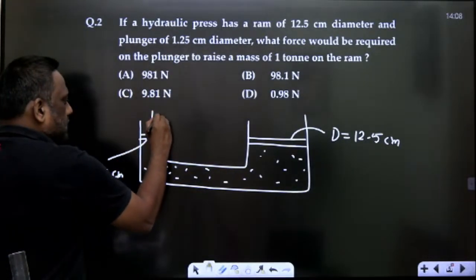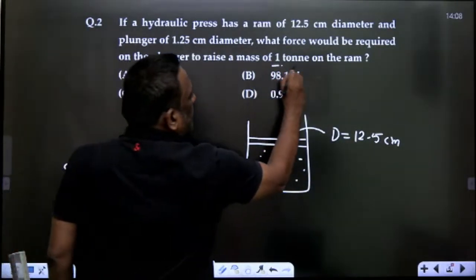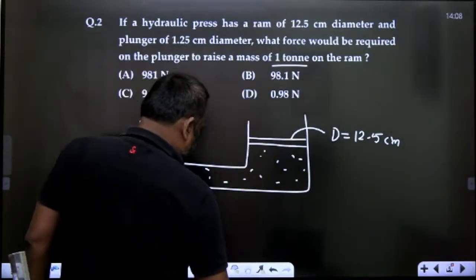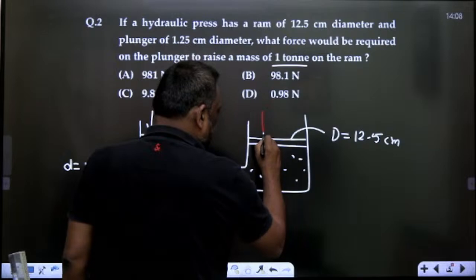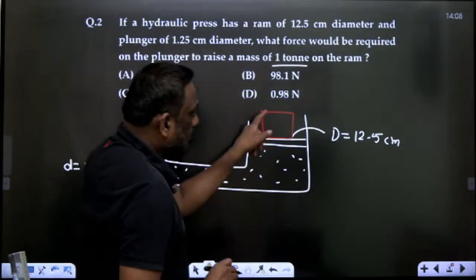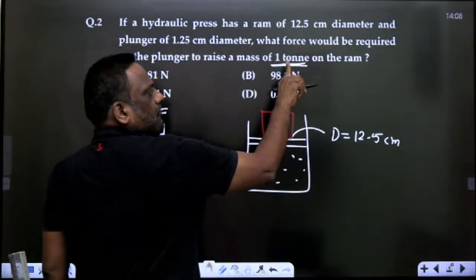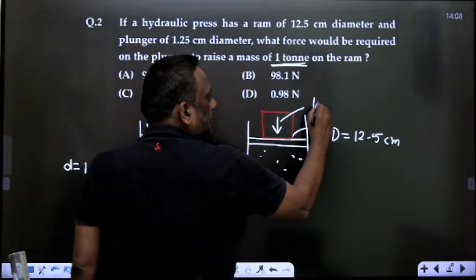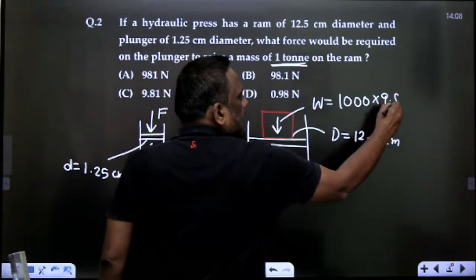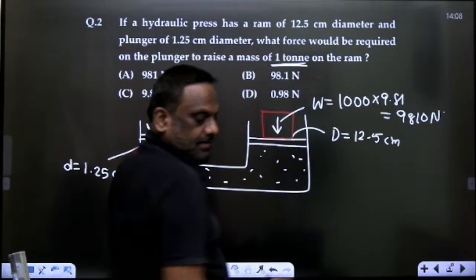He is asking this force. So to raise a mass of 1 ton, what do you mean by 1 ton? 1 ton is 1000 kg. So we are lifting a mass of 1000 kg. But I want weight. What is the weight, sir? mg. The mass is 1 ton, that is 1000 kg, so this weight can be written as mg. That is 1000 kg into g, which is 9.81. So that will be equal to 9810 Newton. Exactly. Is it correct, sir?